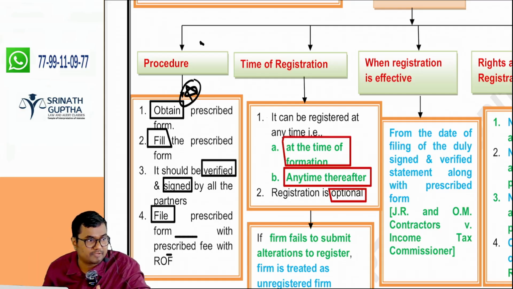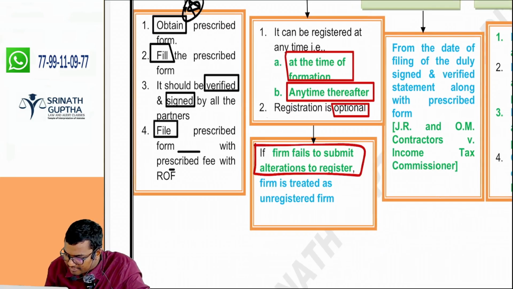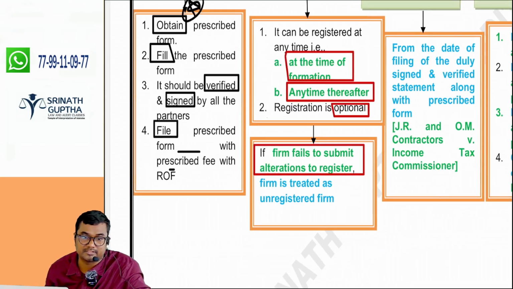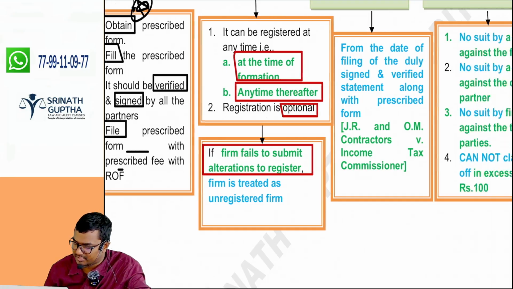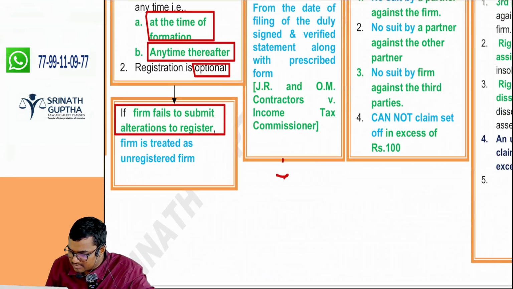After registration, if there are any changes, such as a change in the name of the firm, the business of the firm, or the address of the firm, the same should be filed with the ROF. Changes are filed subsequently. When the registration becomes effective, a signed application is filed with the ROF on 1/1/27.